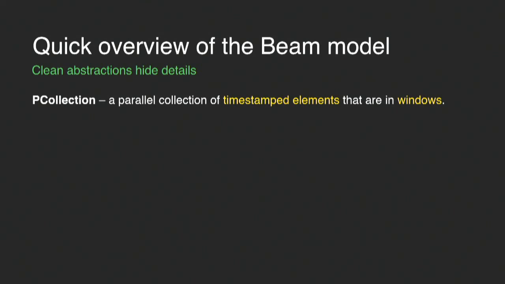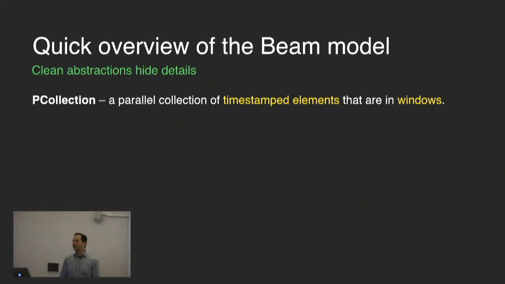So let's step back for a second, and I'm going to do just a very quick overview of a few of the abstractions in the Beam model, just so we have a common vocabulary to talk about. The first one is a PCollection. PCollection stands for parallel collection. This is a collection, potentially very large, potentially infinitely large in the case of these streaming pipelines, of elements. Every element has a timestamp, and elements can be in windows.